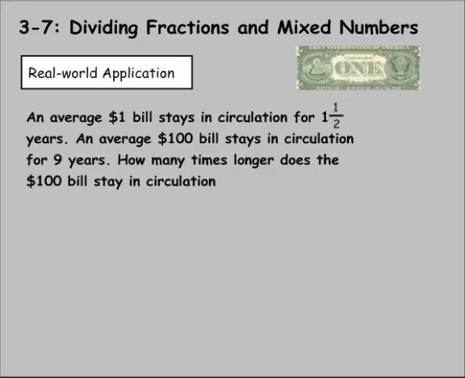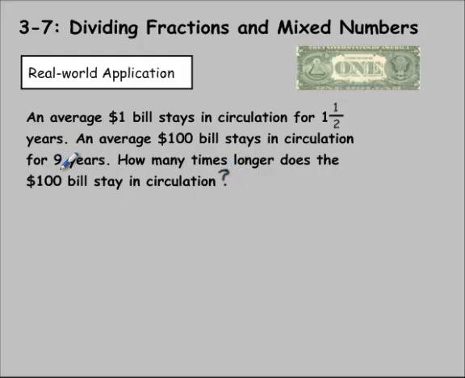Let's do a real-world application then. An average $1 bill stays in circulation for 1½ years. An average $100 bill stays in circulation for 9 years. So how many times longer does the $100 bill stay in circulation? And this is a question. Let's fix that.